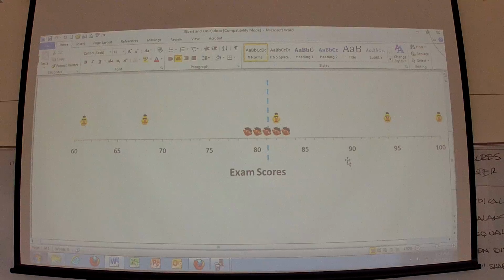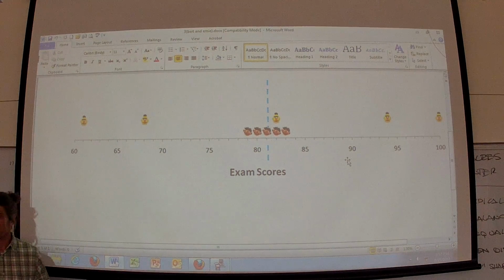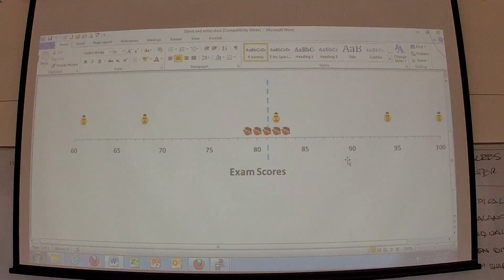I want to measure Ernie and his variation. How far from his center? Tabitha, you have nailed exactly the point of the variation that we're going to focus on. So, when we talk about variation, we're talking about variation from the center.